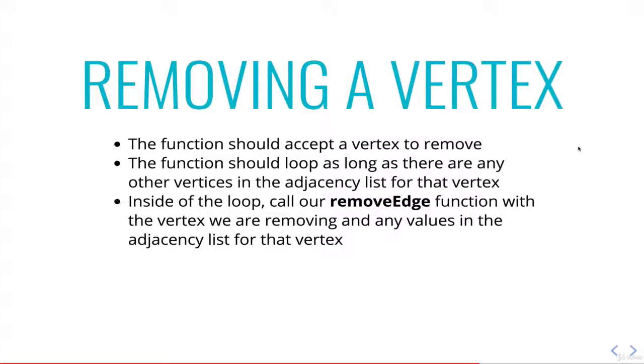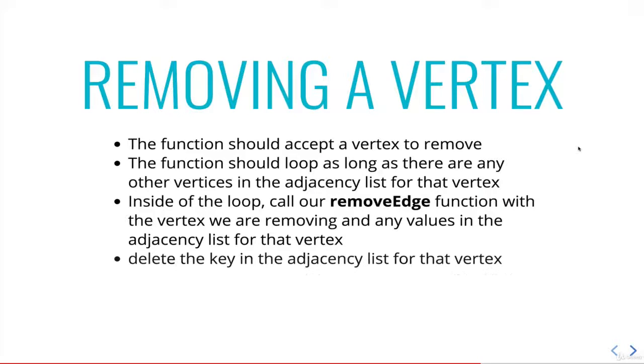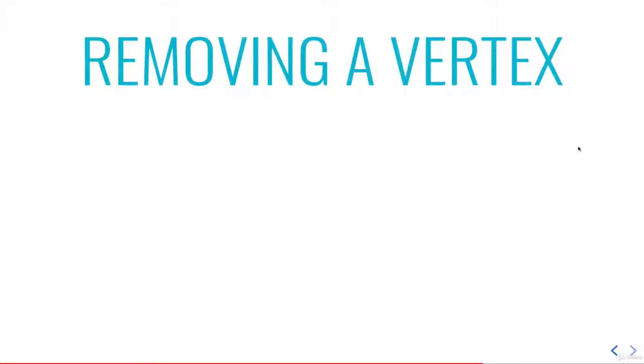So inside the loop, we'll just use our remove edge function that we already defined. So we'll call remove edge for each edge in the vertex we're trying to remove. And then lastly, we'll actually delete the key in the adjacency list. So let me show you what that looks like.